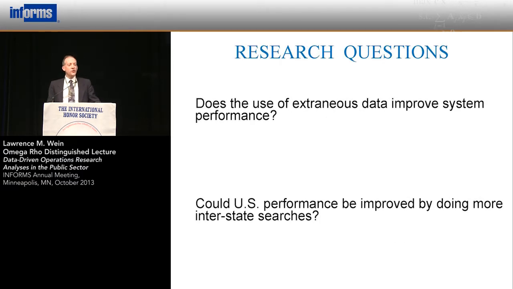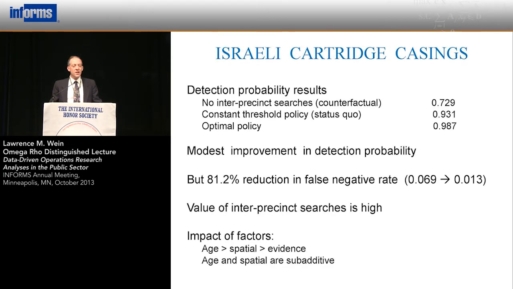Okay, so the research question is, is our hypothesis correct? Can we use the spatiotemporal information to actually improve system performance and solve more crimes? And could the US performance improve by doing more interstate searches? So here's the Israeli results.